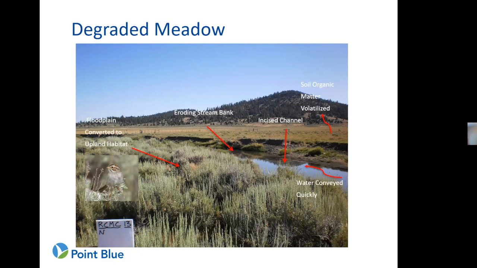And as we dry out the Sierra Nevada and warm up the Sierra Nevada and more of our precipitation comes as rain instead of snow, slowing down the floodwaters coming downstream is going to be an important thing.